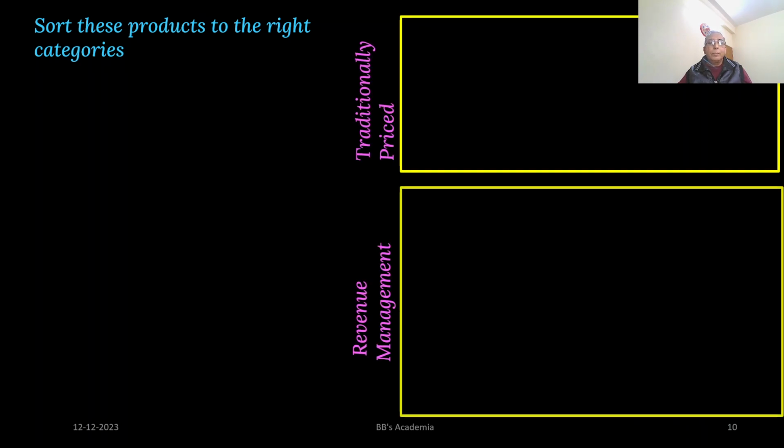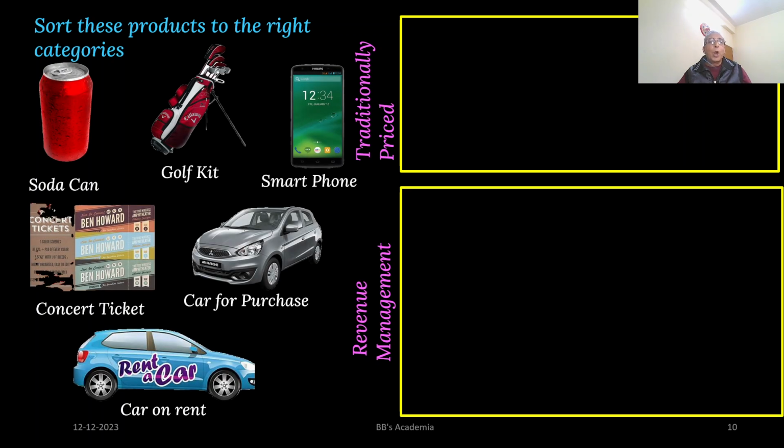Now, let us see, we are having two price zones out here. One is a traditionally priced product. The other one is where revenue management is applied according to demand and supply. These are the two areas. And in front of you, we are having a few products.